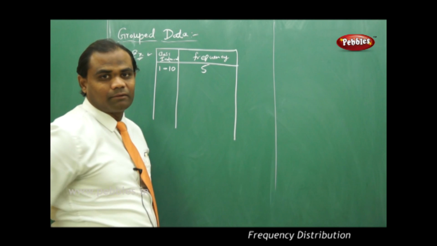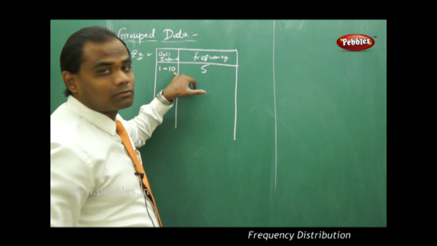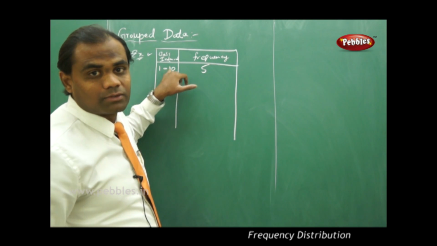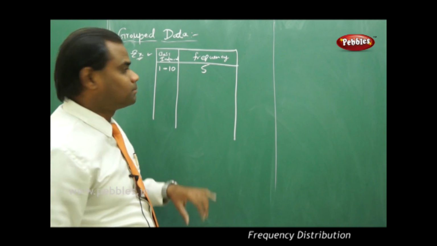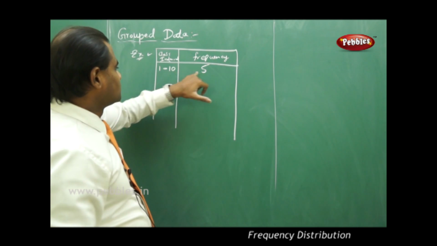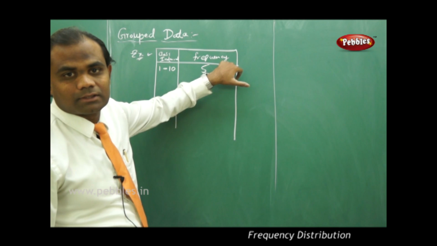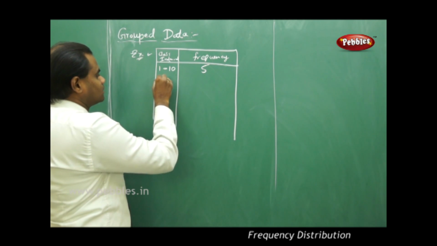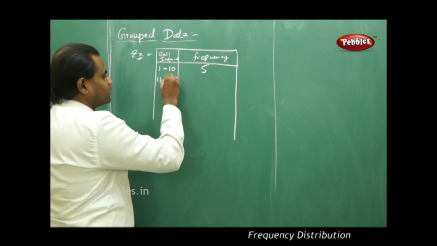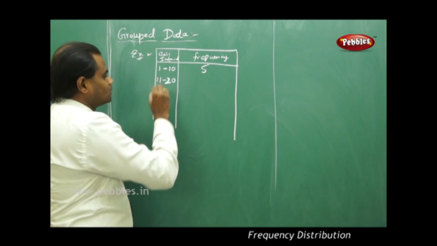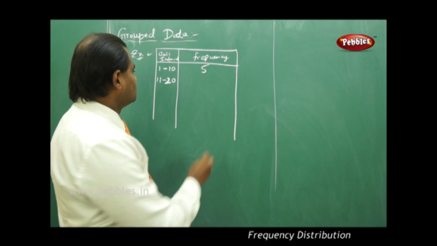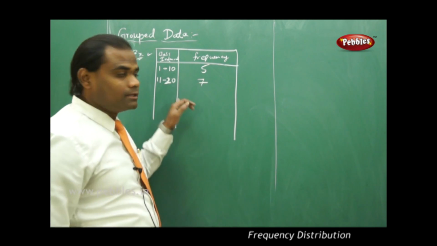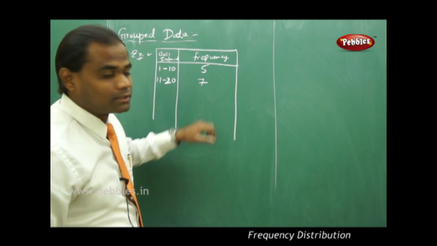5 students have passed from the group of roll number 1 to 10. So let's take that as an example. From roll number 1 to 10, there are 5 students who have passed. The remaining 5 have not passed. Next I take 11 to 20. In the roll number 11 to 20, only 7 students have passed.